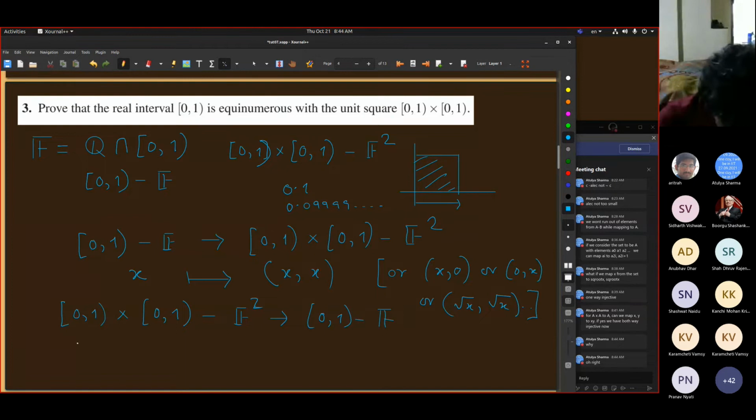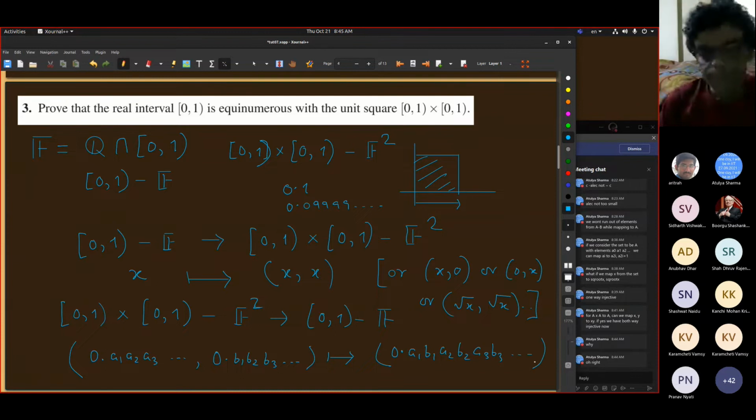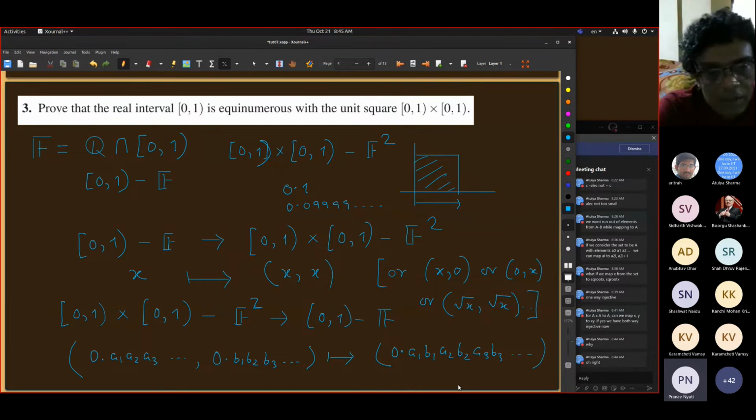Okay. So for the converse, what I do, I take two elements, one of the form A1, A2, A3, and the other B1, B2, B3, and I will simply map it to an interleaved element. This is injective, right? Yes, sir. Okay, and you are done. The two-way injective map you have produced, and you are done.